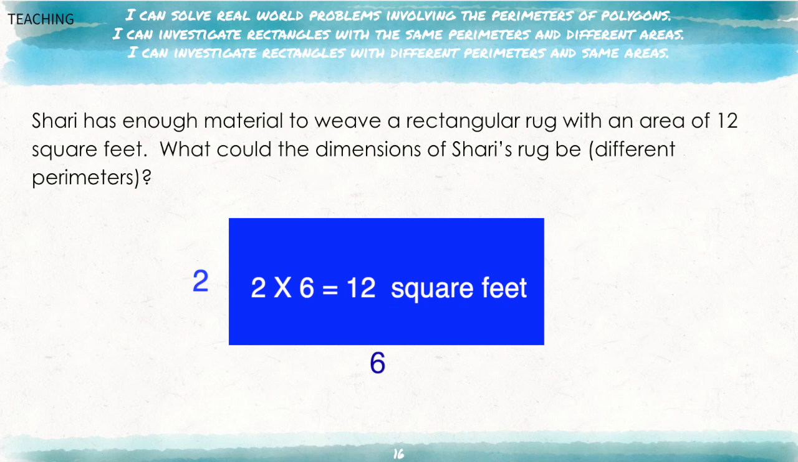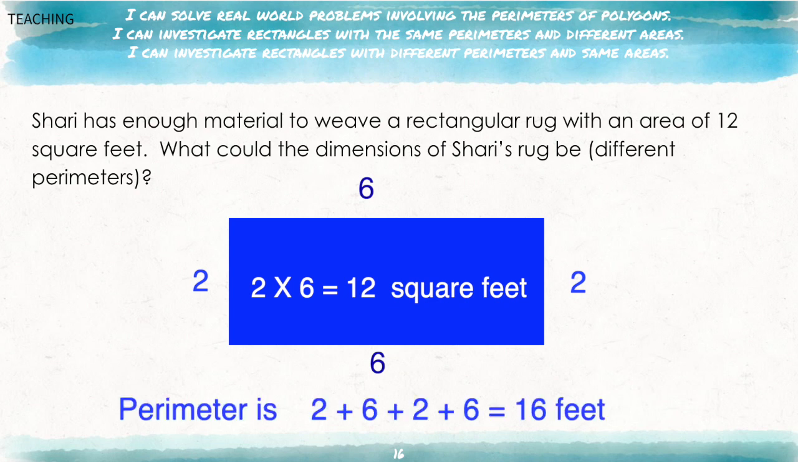Alright, well we know the opposite sides are the same length, so the top will be 6 and the shorter side will be a 2. And now to find the perimeter, all we have to do is add up these 4 numbers. So I know 2 plus 6 plus 2 plus 6 gives me 16 feet as my perimeter.